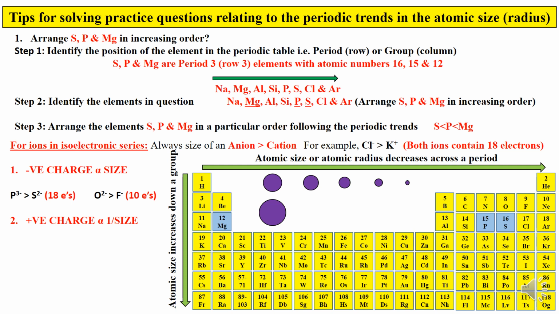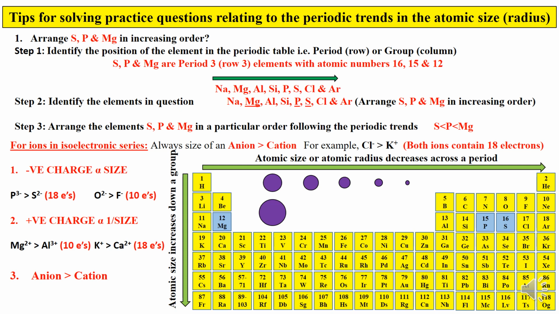So if the magnitude of the positive charge is more, the size decreases. If the magnitude of the charge is less, the size increases. Example, magnesium with 2 positive charge is bigger in size as compared to aluminum ion with 3 plus charge. So potassium is bigger than calcium because potassium has +1 charge as compared to calcium with 2 plus charge.